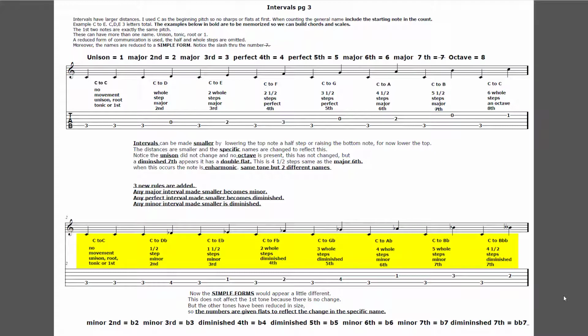Finally, at the end of this, we see the C to the B double flat. 4 1/2 steps, or a diminished seventh. Now the simple forms would appear a little different. This does not affect the first tone because there's no change, but the other tones have been reduced in size, so the numbers are given flats to reflect the change in the specific name. A minor second is now called flat 2, minor third, flat 3, diminished fourth, flat 4, diminished fifth, flat 5, minor 6, flat 6, minor 7, flat 7, diminished seventh, a double flat 7.